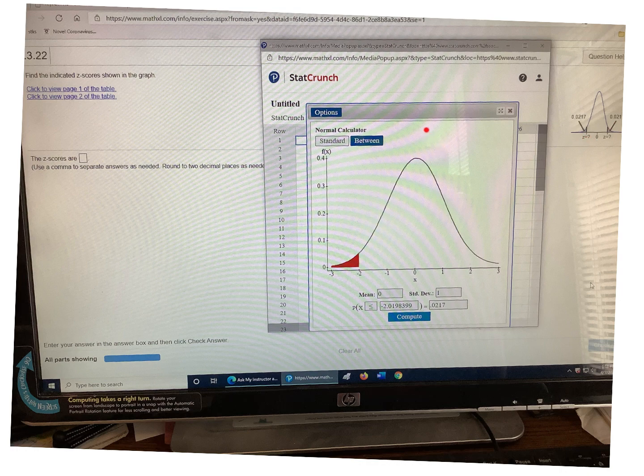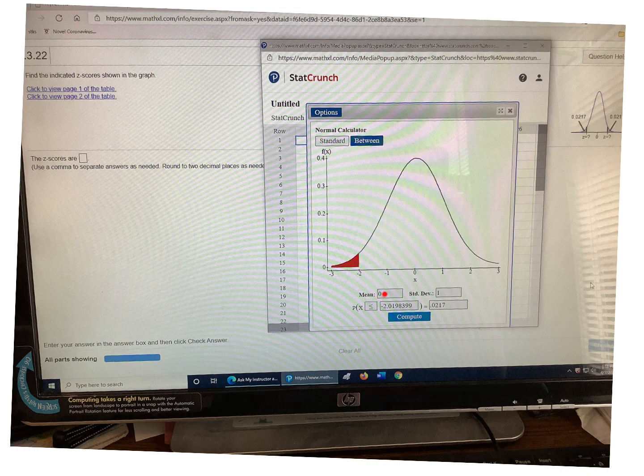Or you can use StatCrunch. I like using it, or the calculator. So that area is 0.0217. You want to find the z-score that goes with that, where that's the area to the left. So you go in here, click on Stat, Calculators, and you choose the normal calculator.